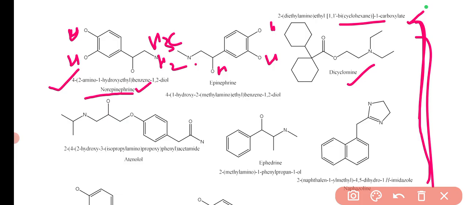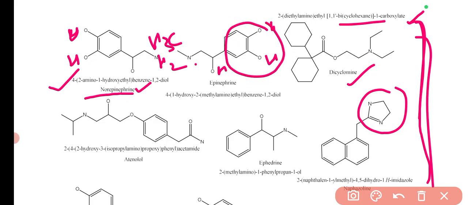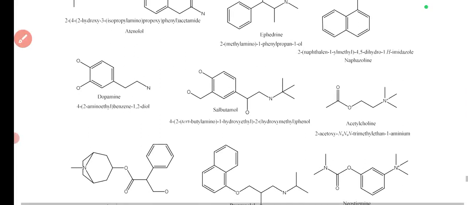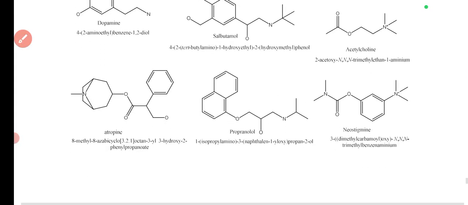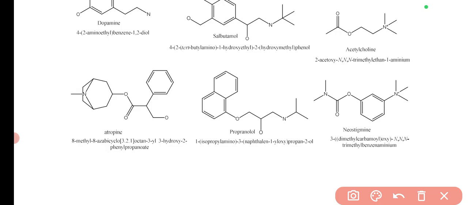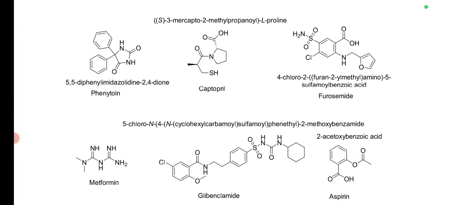You can simply go through the structures and try to remember the basic ring structures. Like this is an important basic ring structure present here. This is a basic catechol ring, and there are several other compounds as well. This way you can remember the structures. I have provided most of the structures here, so you can cross check and read these structures.